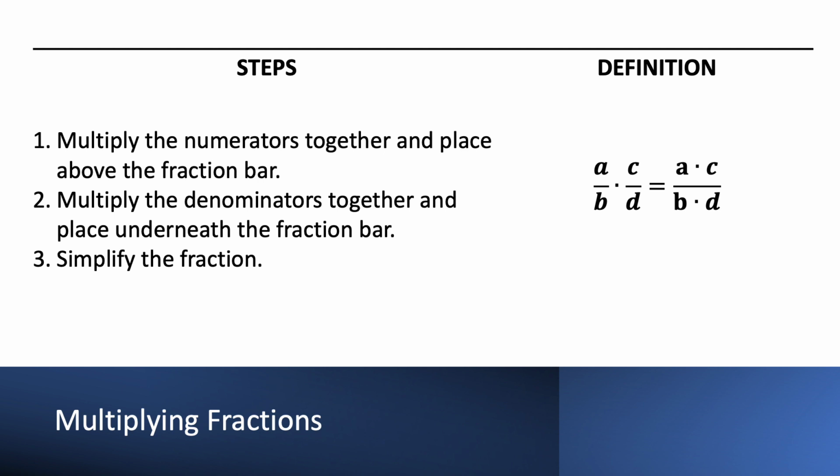If we look at this definition, A over B times C over D, we can see that we'll multiply the top numbers together, A times C, and then the bottom numbers together, B times D. So the top number will be A times C and the bottom number will be B times D. To find the final answer, you need to simplify that fraction.